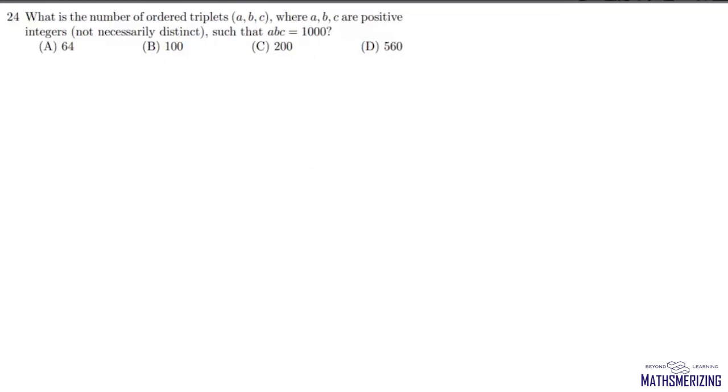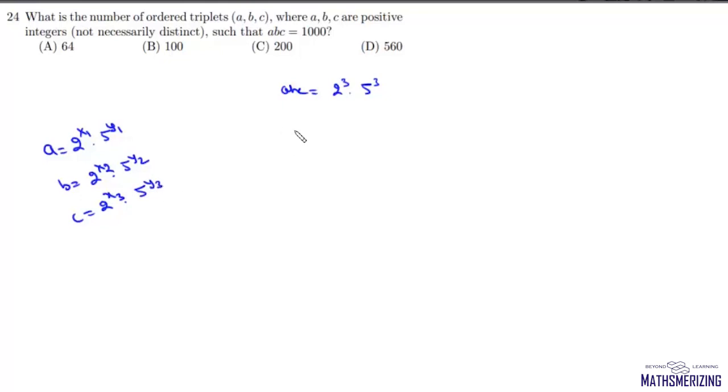Now question number 24 is, what is the number of ordered pairs ABC, where A, B, C are positive integers, not necessarily distinct, such that A into B into C is 1000. So we can write ABC as 2 cube into 5 cube. Now let A be of the form 2 to the power x1 into 5 to the power y1. Let B be 2 to the power x2 into 5 to the power y2, and C be 2 to the power x3 into 5 to the power y3.